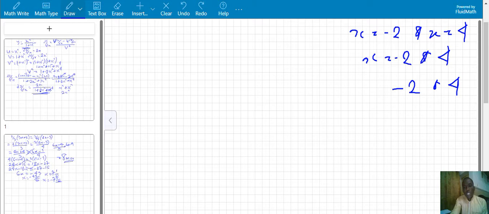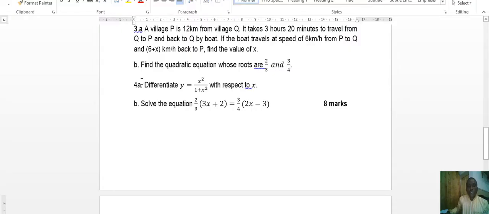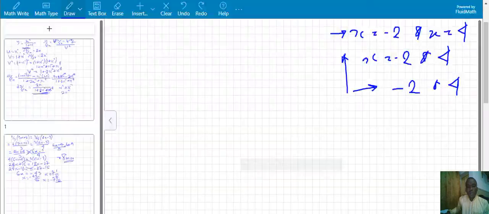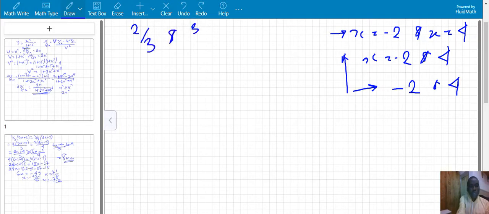From here we were able to get these two values. So we can work from the bottom to the top to solve this equation. Remember, they say you should find the quadratic equation whose roots are 2 over 3 and 3 over 4. Now let's look at how we can solve that. We are given 2 over 3 and 3 over 4, so we want to look at how we can start from the bottom to the top.